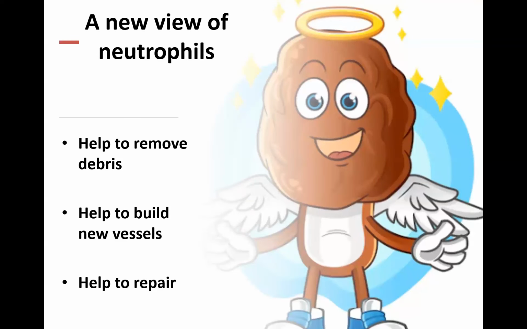And so the neutrophil isn't always bad. We think that the neutrophil might help to remove debris, help build new vessels, help to repair. And obviously we're trying to understand, does this neutrophil have the capacity to do this and also kill microbes? Or are there two different types of neutrophils? Are there subsets of neutrophils? And we're working very, very hard to try and understand.